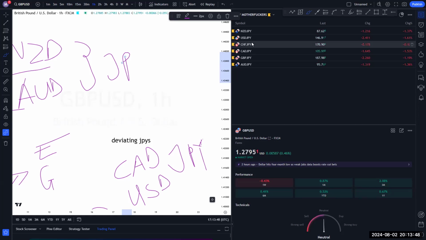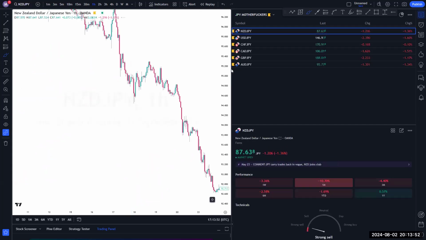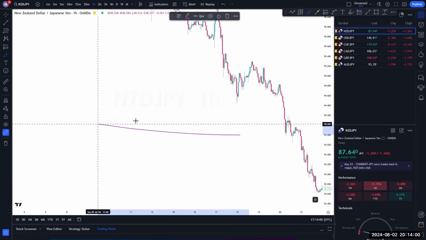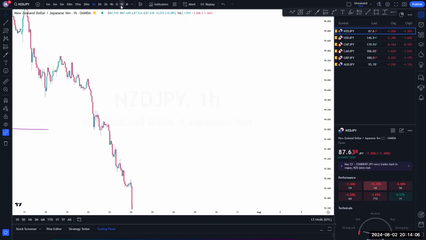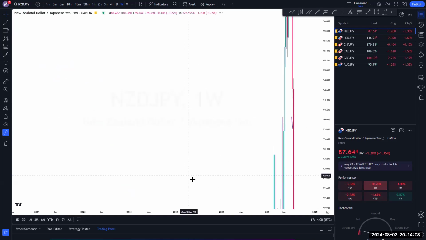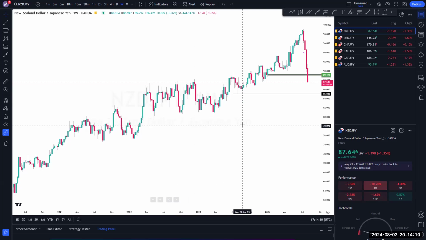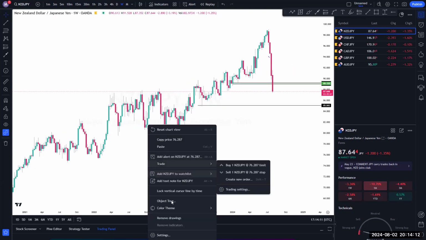So let's check at NZ JPY and AUD JPY. So what is happening? Yeah, that's okay, we are having 9 minutes. So yes, I just wanted to clarify that just because many people didn't know it.